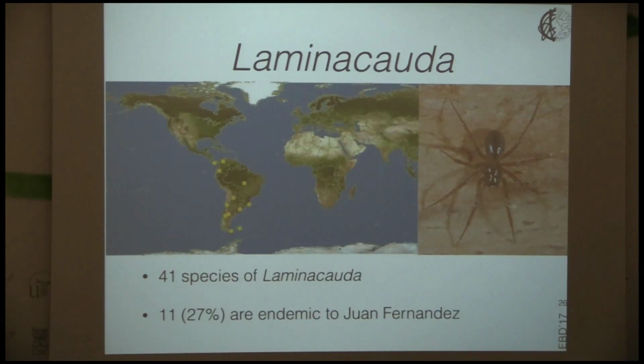So like 15 years ago, I think the Chilean government decided to change the name, and now they're called Robinson Crusoe and Alejandro Selkirk instead of Mas Afuera, Mas Adentro, just for touristic reasons. Okay, so I'm going to talk now about this particular genus.